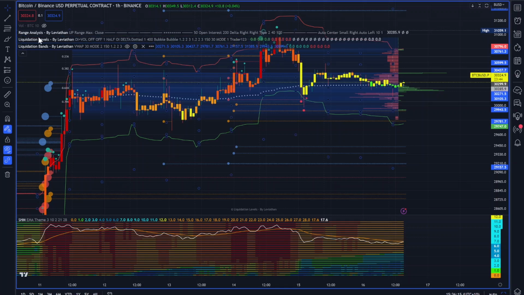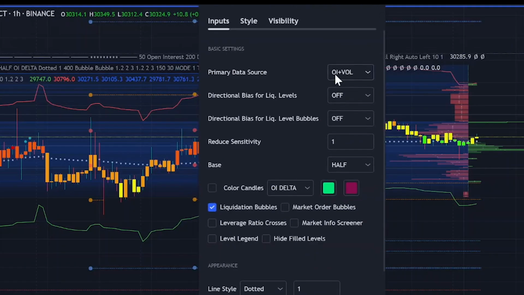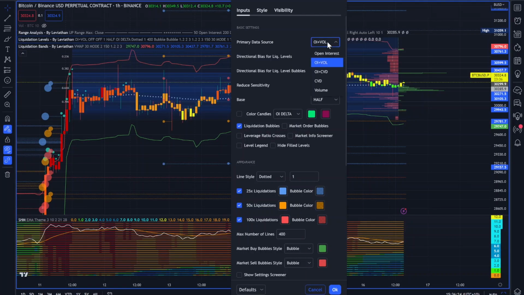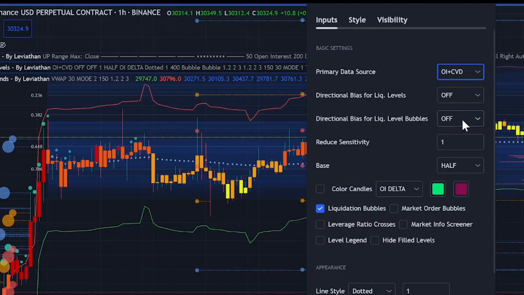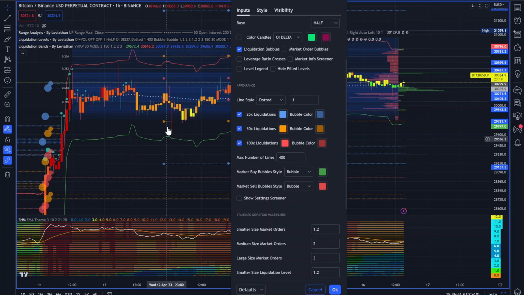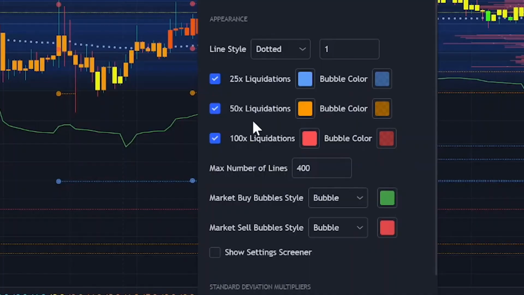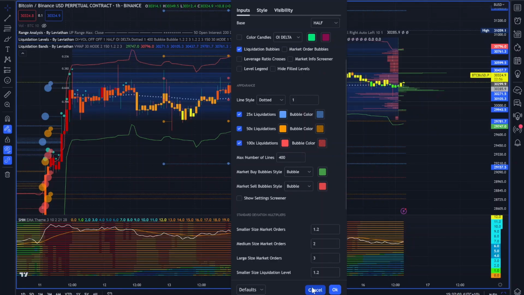So we're going to have a quick look at the indicator that's showing the liquidation levels. I've got these settings. It's using open interest and volume to work out the liquidation levels. You can also use open interest and CVD, but I'm going to stick with open interest and volume for now. As you can see here, it puts these bubbles on the chart where it thinks, based on the volume, these liquidations will be, and the bigger the dots, the bigger the volume, so the bigger the liquidity pocket. So 25x is blue, 50x is yellow, and red is 100x. They're usually the first to get taken out, and then we go from there. So that's it for that.